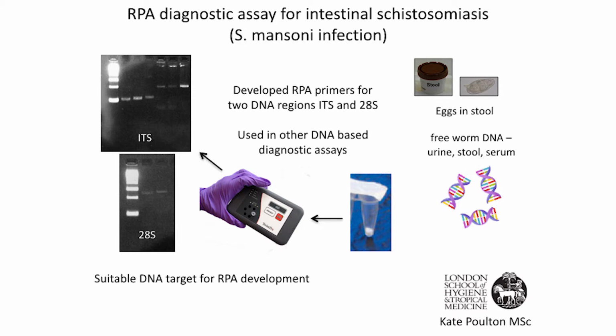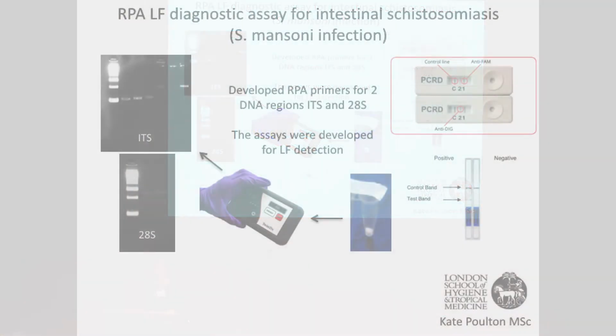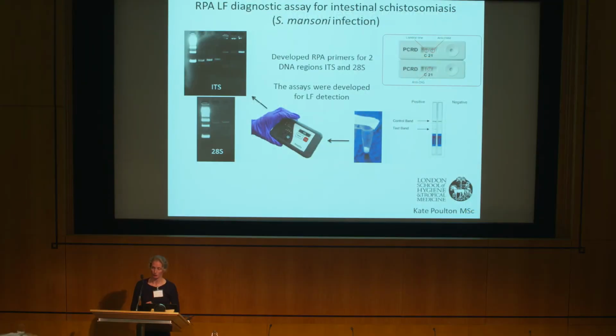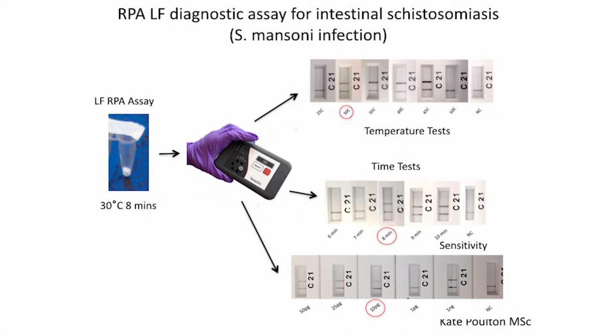And also, by the time we started this project, a newly available DNA lateral flow assay had come out called PCRD, which is a much more user-friendly lateral flow assay for detecting DNA amplification, and is much better for reducing contamination between samples as well. So for schistosomiasis, we got some nice results looking at temperature tests. We got positive reactions down to 30 degrees. We got reactions that only took 8 minutes.